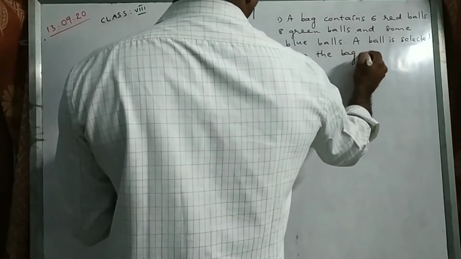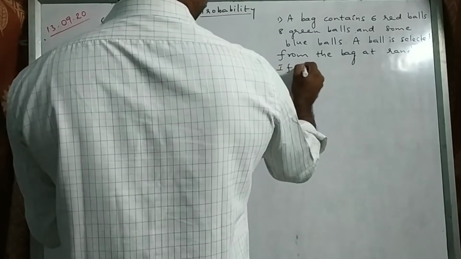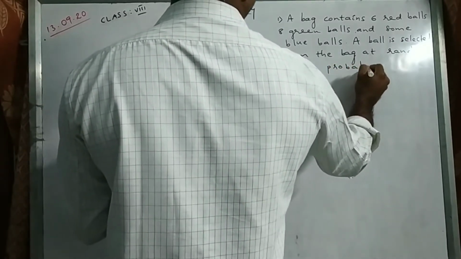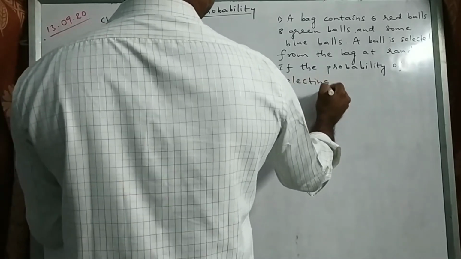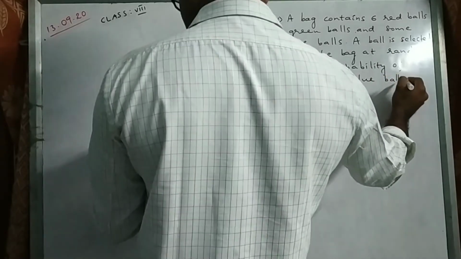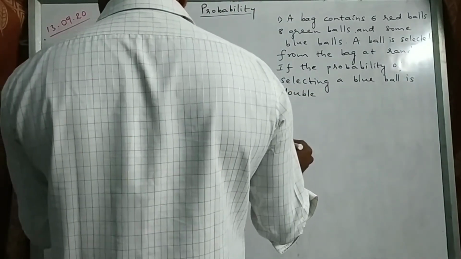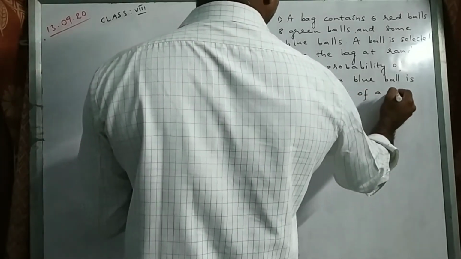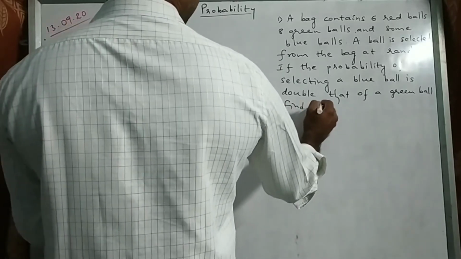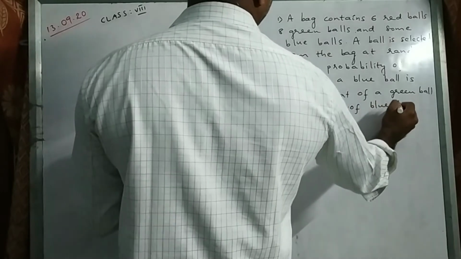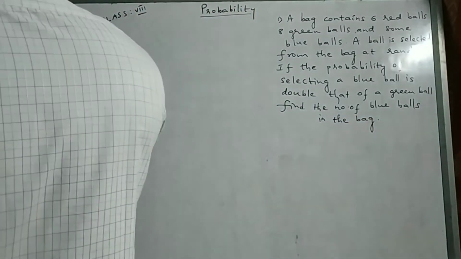From the bag at random. If the probability of selecting a blue ball is double, means 2 times, that of a green ball, find the number of blue balls in the bag. Okay? That is the question.